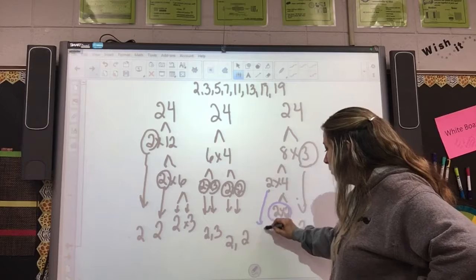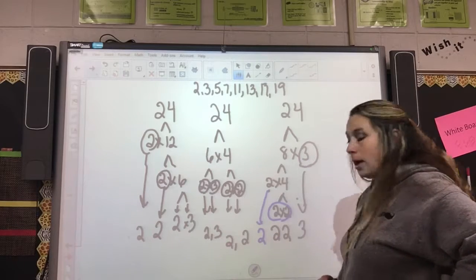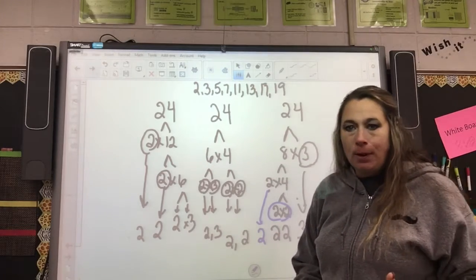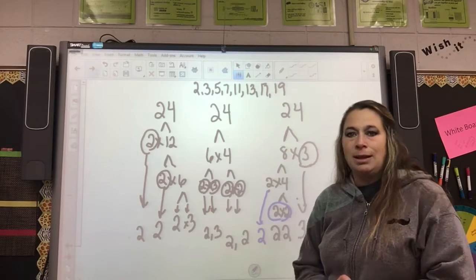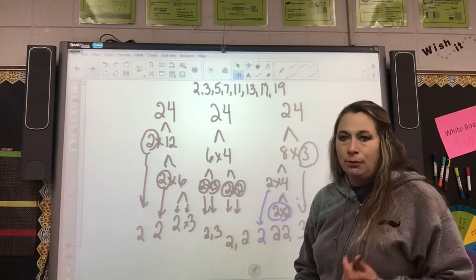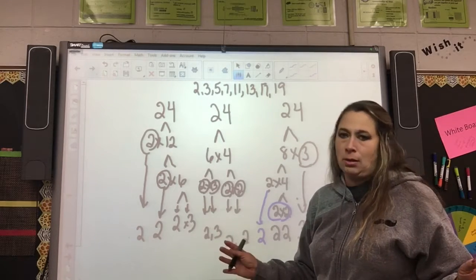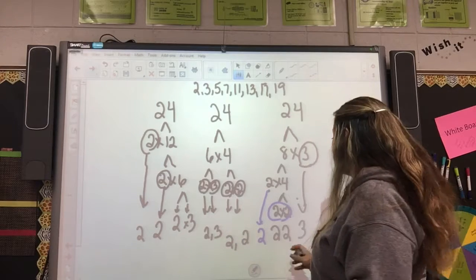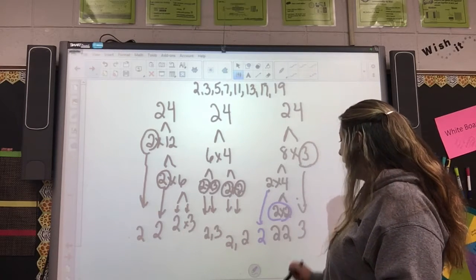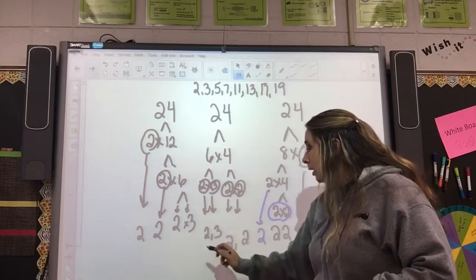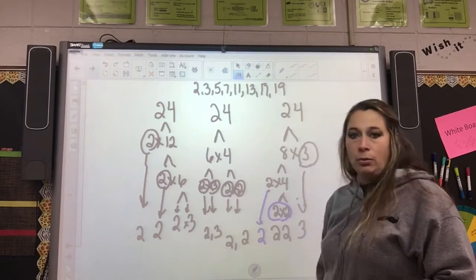That's why I tell you, bring him down, okay? Bring him down as soon as you get a prime number. Just arrow it down and get it out of there. Otherwise, you're going to forget a number, and your whole thing is all messed up. Okay? So again, 2, 2, 2, and 3.